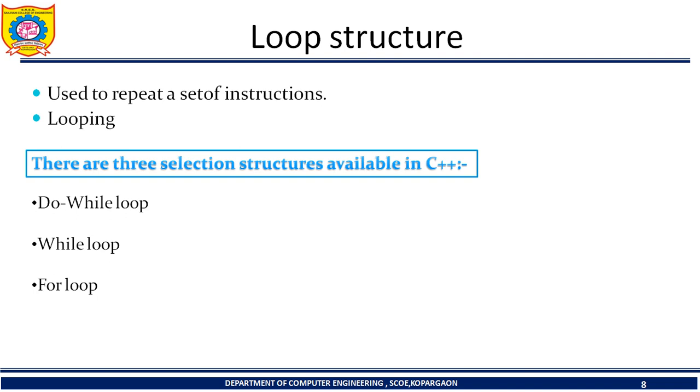Next one is the loop structure. What is the loop structure? The loop structure, or iteration structure, is used to repeat the execution of some set of instructions. If we want to repeat the execution of some set of instructions, then we can use the concept of looping. Basically, three types of loops can be there. The first one is the while loop, then the do while loop, and the for loop. We will see those loops one by one.